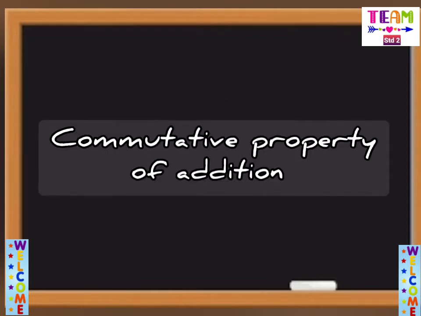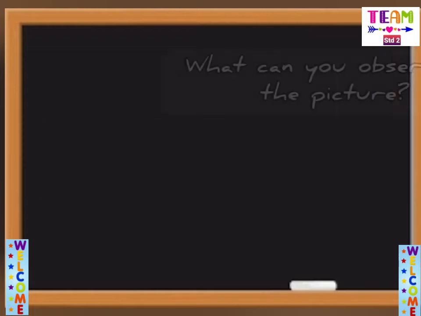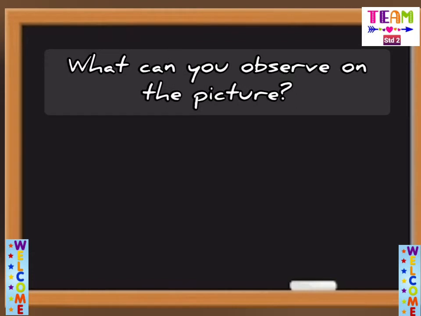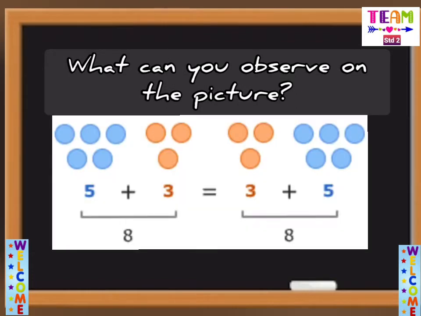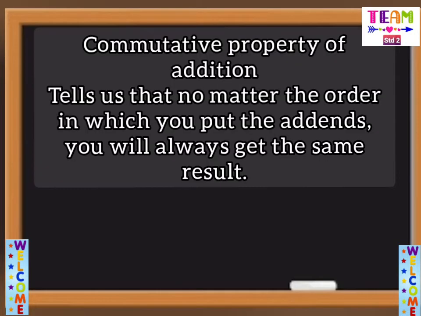Welcome to Math Lesson. Today we will learn about the commutative property of addition. Before we begin with our lesson, I want you to observe the following picture carefully. What can you observe in the picture? I want you to answer this question orally to yourself. The picture you observe is an example of the commutative property.